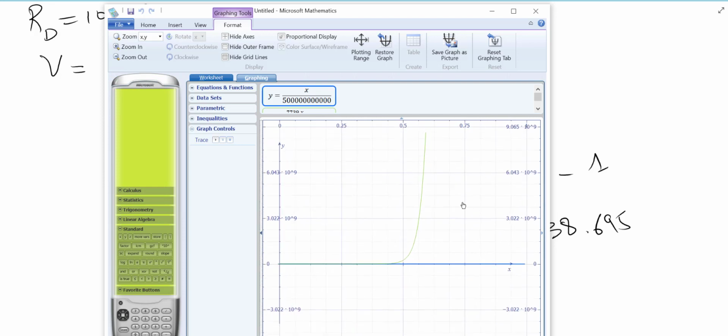Okay. I'm not seeing the trace in here to be able to find a trace. 10 to the power 9, maybe. Plotting range from 0.37 all the way to 0.7. Home, from 0 actually. Why do we get this number?